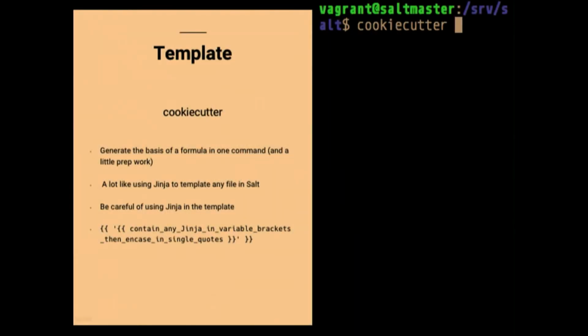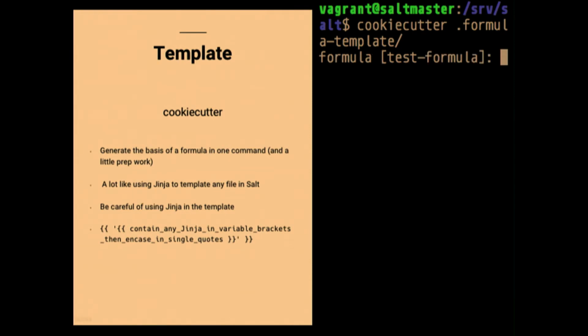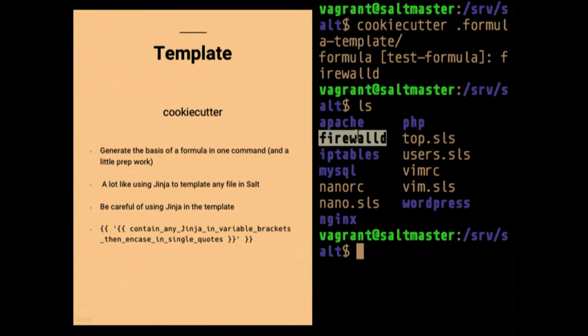But we're going to keep things nice and simple for now. So if I wanted to create a new formula right now, all I would have to do is run Cookie Cutter, and then this .formula template is where I have the file saved locally in my file roots. It's going to ask me what formula I want to make, and I'll say firewall D. Then, if I list out my files, I can see I have a firewall D formula available in my file roots now. Let's go ahead and see what's in there.